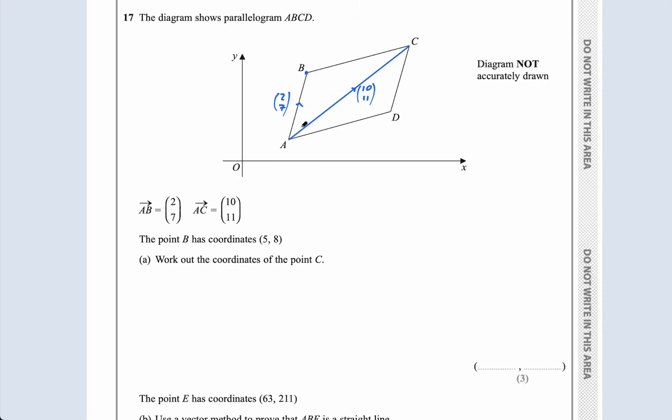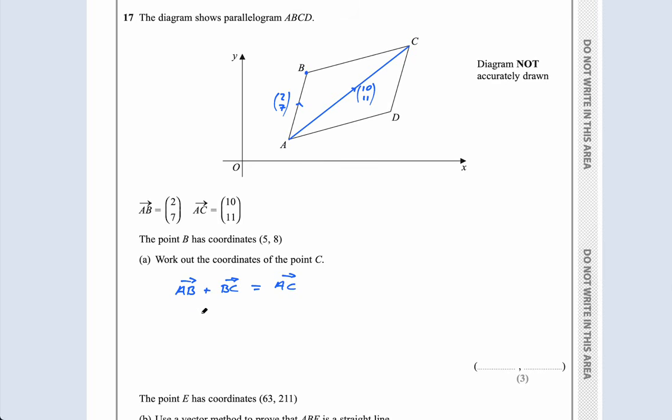Okay, so what does that mean? Well, it means if I want to go from A to C, what I do is I go AB, hang on, let me get this straight. I go AB plus BC. AB plus BC has to equal AC. So from here to here plus here to here has to equal AC.